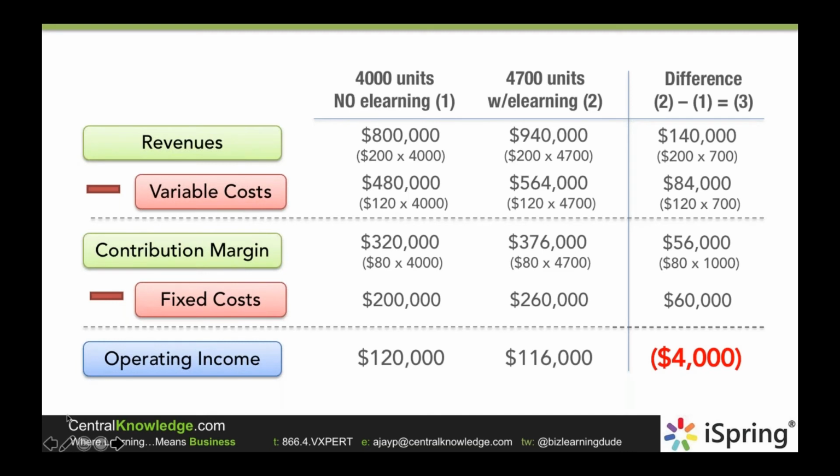We're losing money, right? Theoretically, they're not losing money. It went from $120,000 to $116,000 in operating income. They're still making money, but they're not making the same level of money, and they're losing $4,000 because they spent money on e-learning. Now, a couple of questions can come into play here, right?